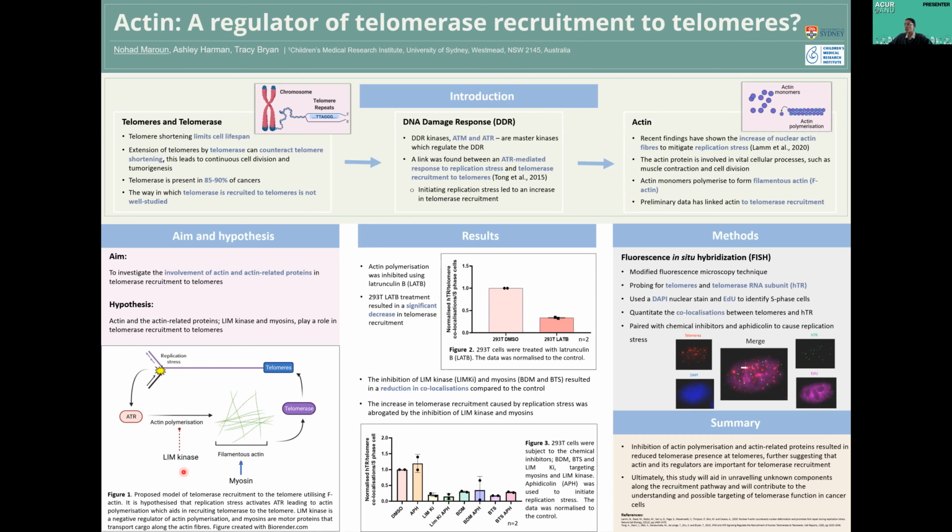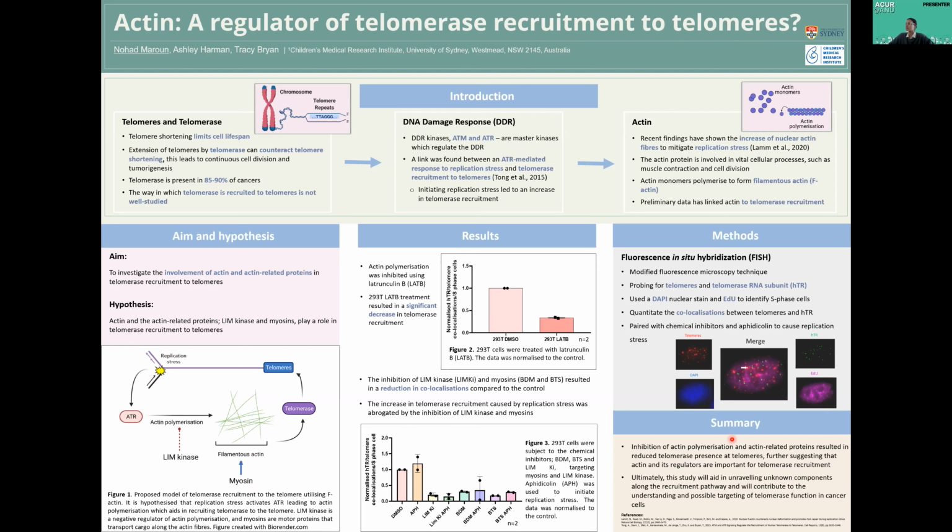LIM kinase, which is a negative regulator of actin polymerization. So it phosphorylates cofilin, which is a protein that cleaves actin filaments. So that frees actin monomers. In other words, it breaks the actin filaments apart. So LIM kinase inhibits this process. And myosin is a motor protein that transports various cargo along the actin fibers.